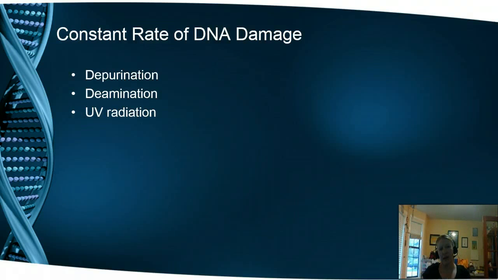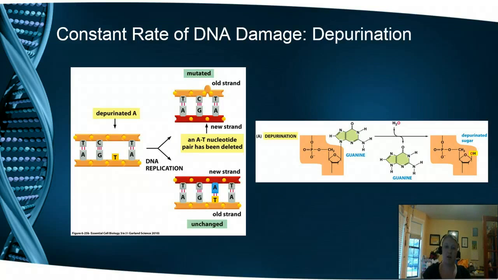So there's three main types of DNA damage: depurination, deamination, and UV radiation. And I'm going to talk about each of these in the next 3 slides. First of these is depurination.